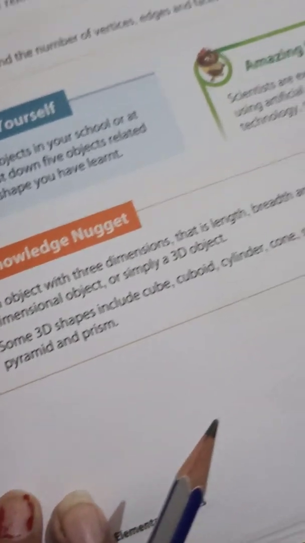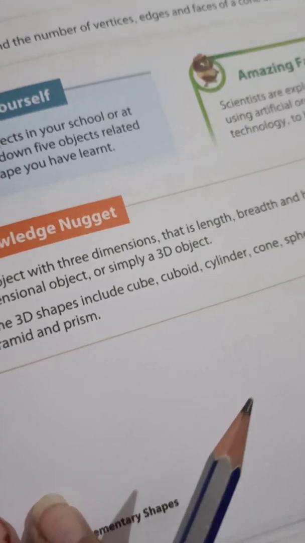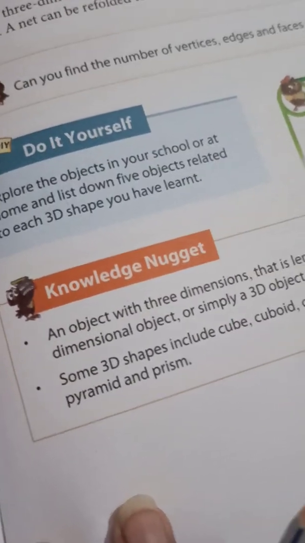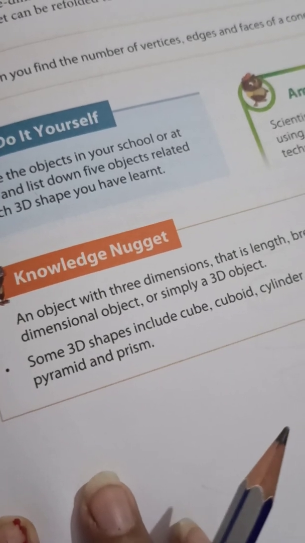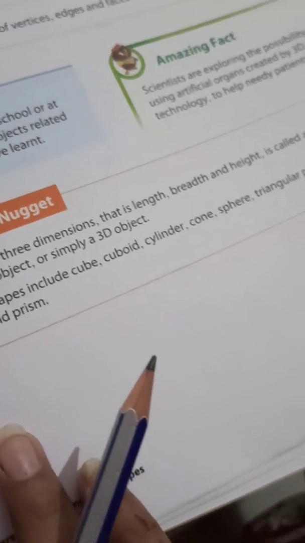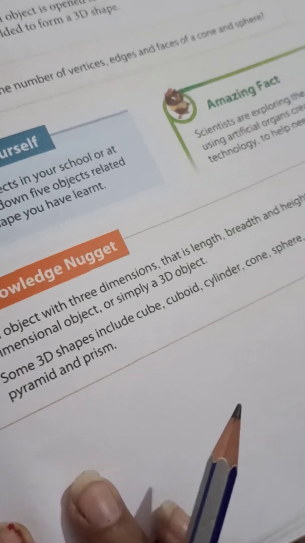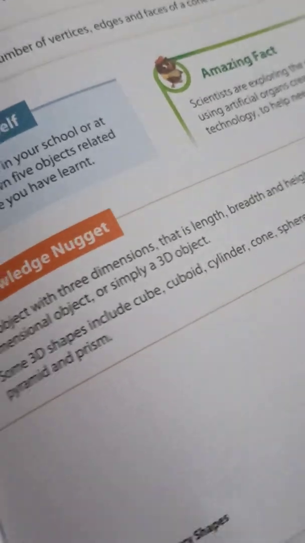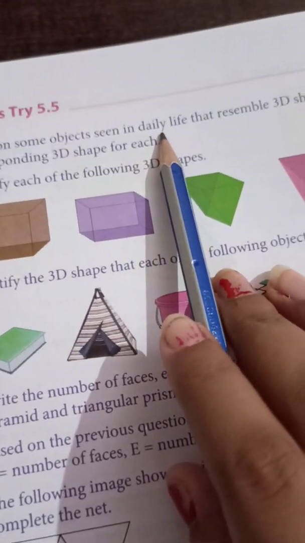See, an object with 3D, that is length, breadth and height, is called a three-dimensional object or simply a 3D object. Clear? Some 3D shapes include cube, cuboid, cylinder, cone, sphere, triangular pyramid, square pyramid and prism. Right?